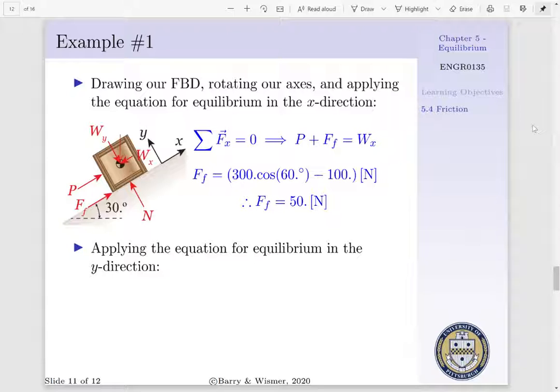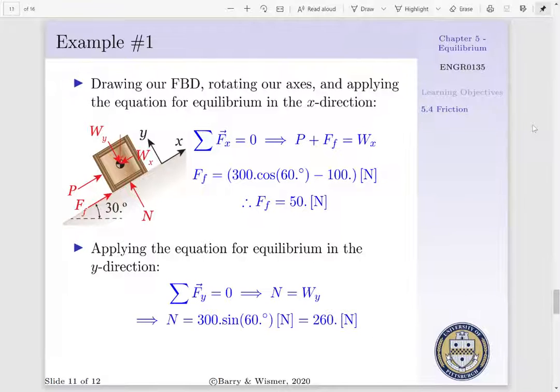Now, if we apply our equilibrium equation in the y direction, we'd have the summation of forces in our y direction being equal to 0 for static equilibrium, and we see our normal force has to be equal to the weight of our crate in the y direction. Or our normal force is 300 times sine 60 newtons, which is 260 newtons.